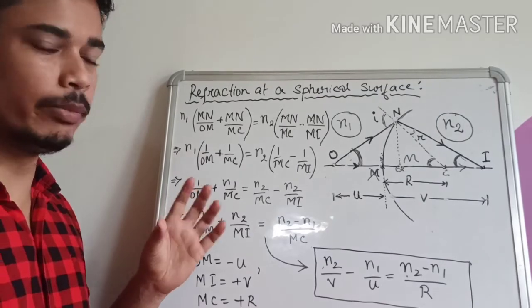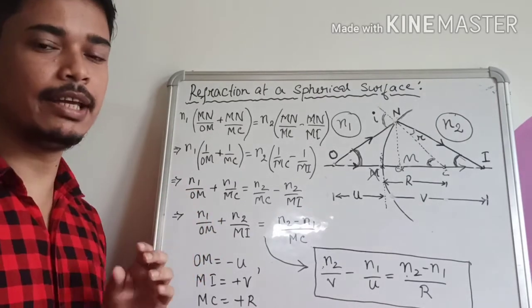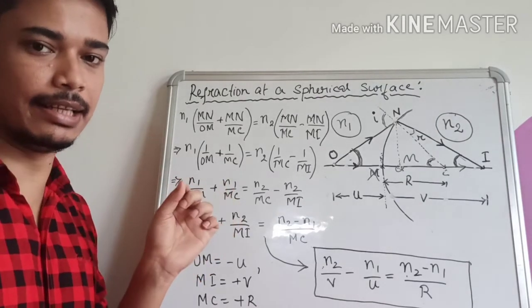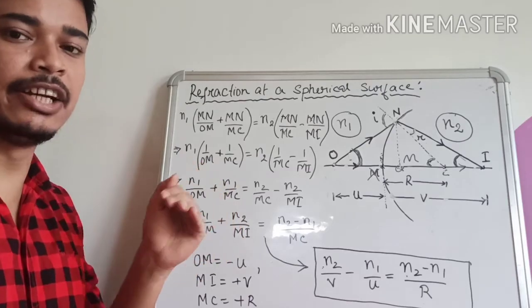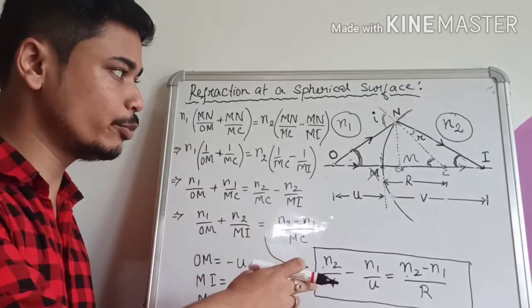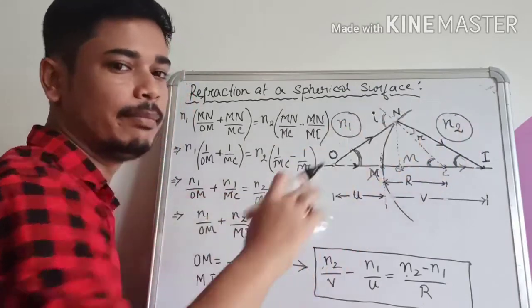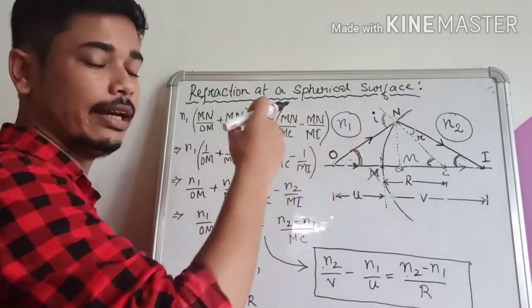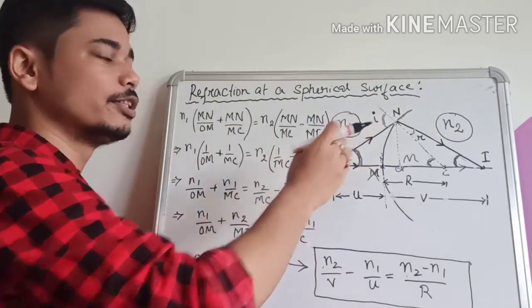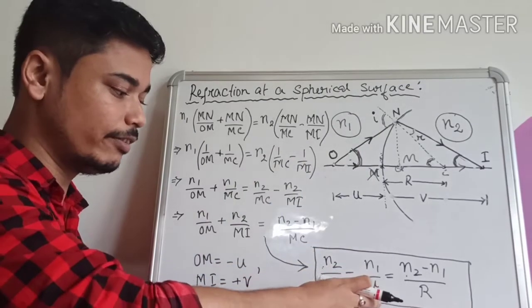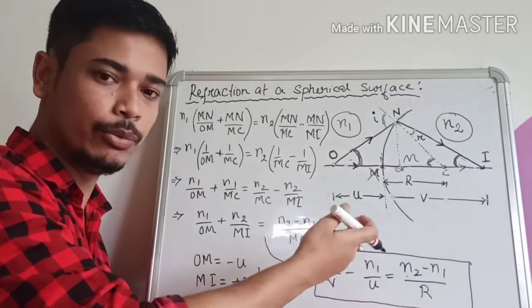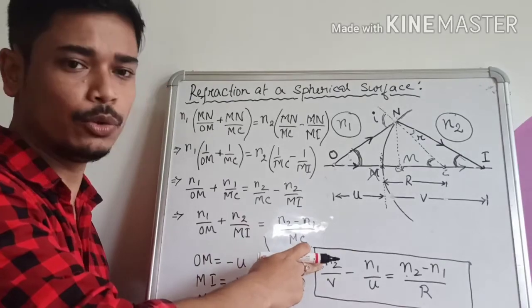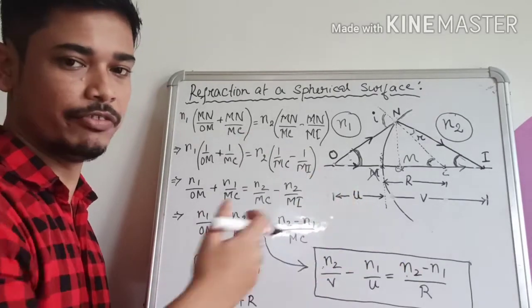So if you are given some numerical problems, then you will have to first see in which medium the ray is incident and in which medium the ray is getting refracted. Okay, for this case we have considered the refraction in the second medium and the incident ray is traveling in the first medium. Therefore we have got the equation accordingly. N2 is the medium in which refraction is occurring.